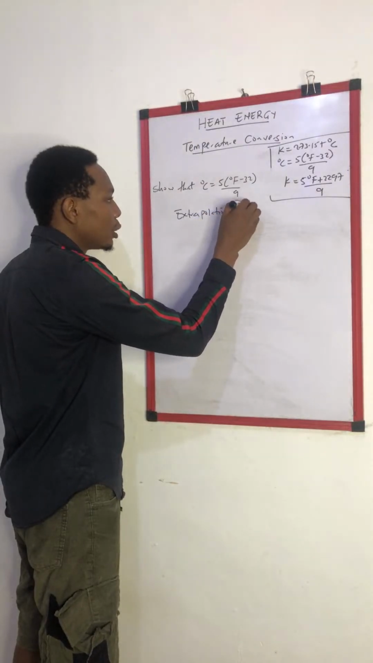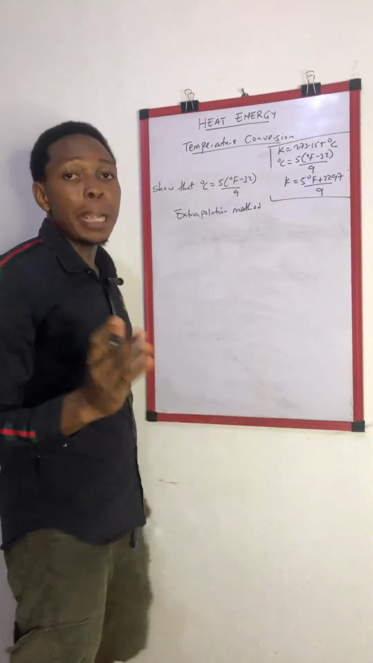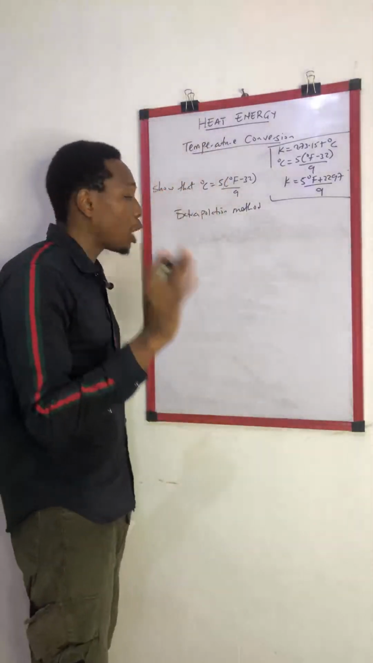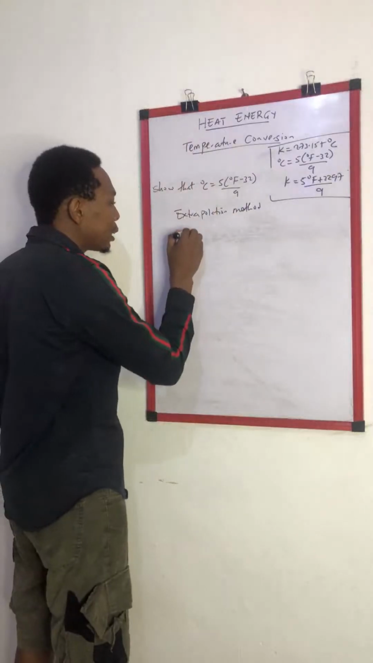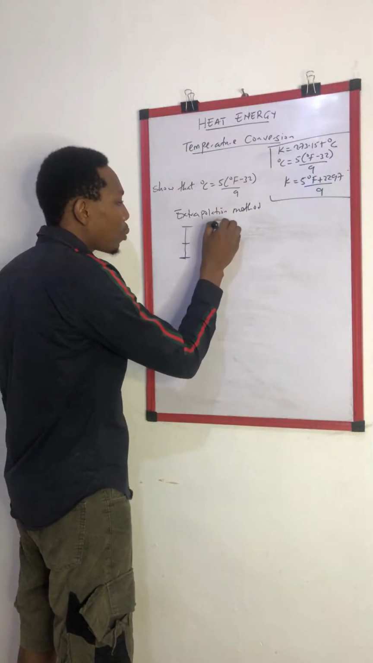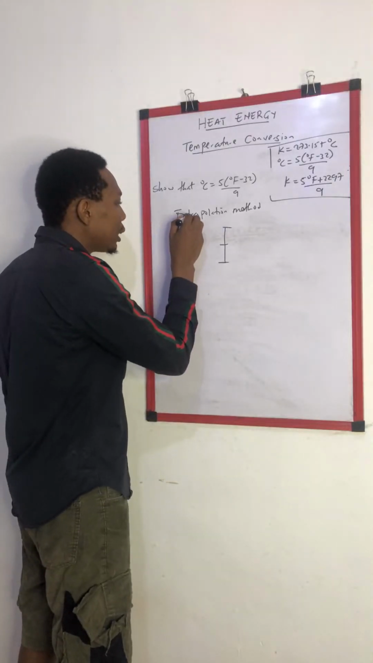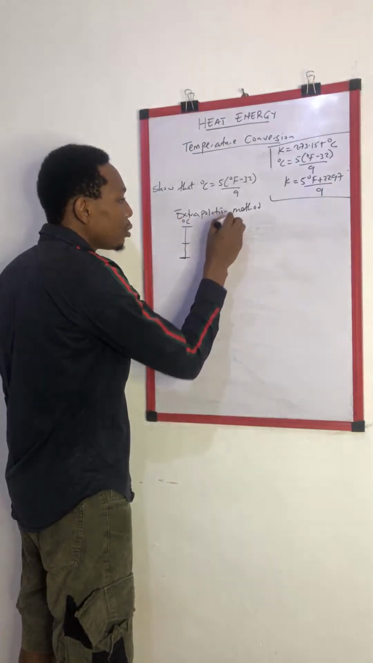Extrapolation method. Now, extrapolation method deals with what? Two scales, two temperature scales. Now, in using the extrapolation method, this is how to go about it. So we have this and we have this. This temperature scale is for degree Celsius, while this is for degree Fahrenheit.